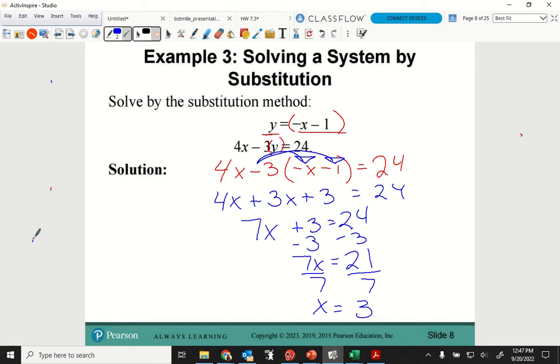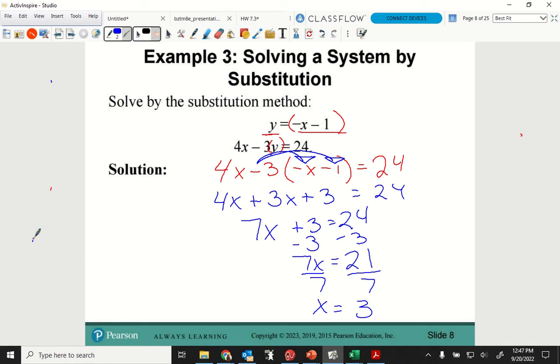Now, I have two solutions all the time. I have an x and I have a y. So what do you think I should do with this x right here? Besides putting a restraining order. See what I did there? Like my x, restraining order. Yeah, see what I did?